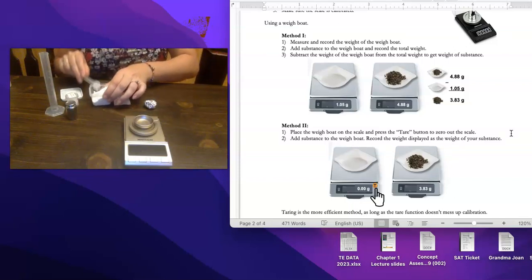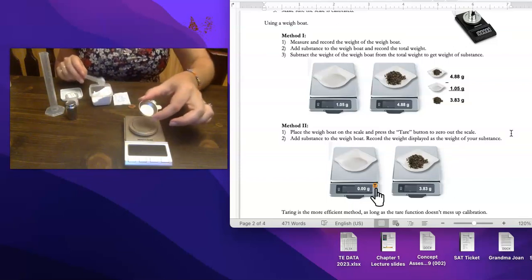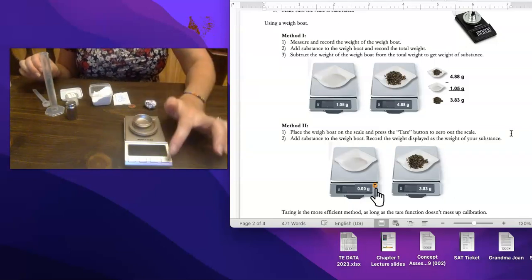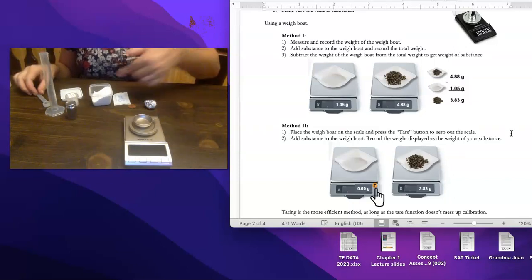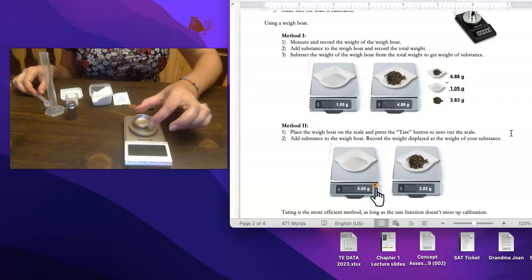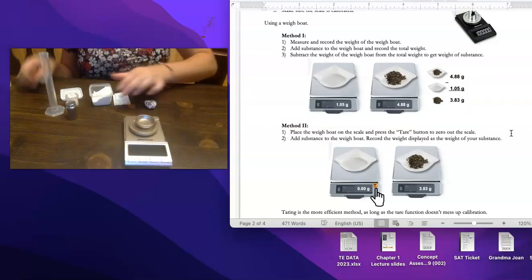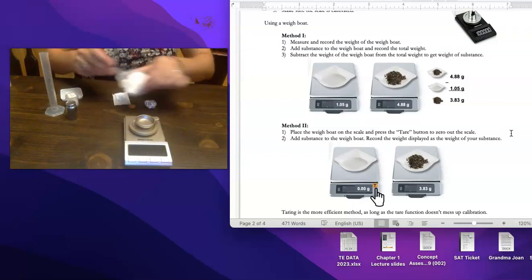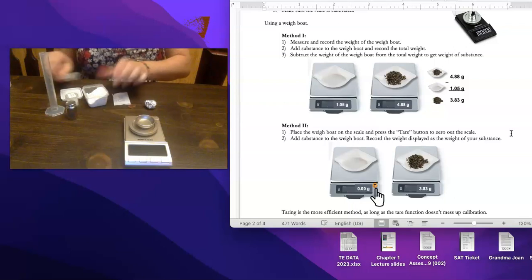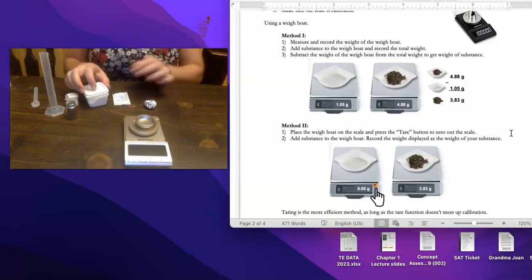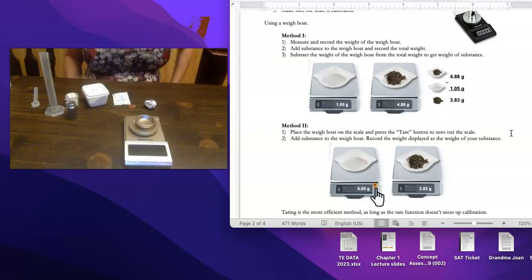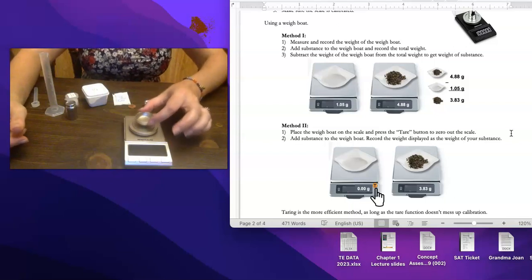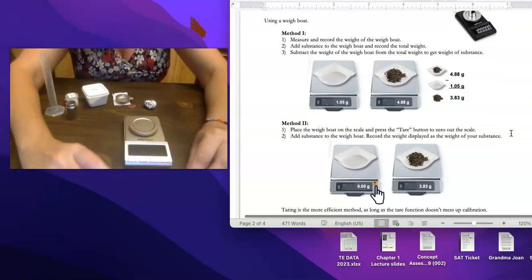Now we don't want to include the weight of our pan, so you have two choices. You can either put this on the scale and hit tare to re-zero it and then add your material, or you can weigh the pan, record the weight, and then add your substance and record the new weight and do some subtraction in order to get the weight of your substance. That is up to you. Sometimes we have to do it one way or the other, and we'll see that in future experiments, but I won't go there right now.